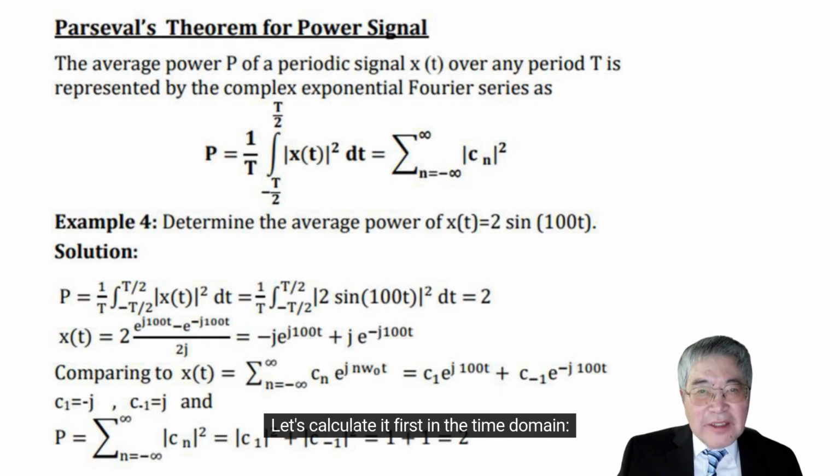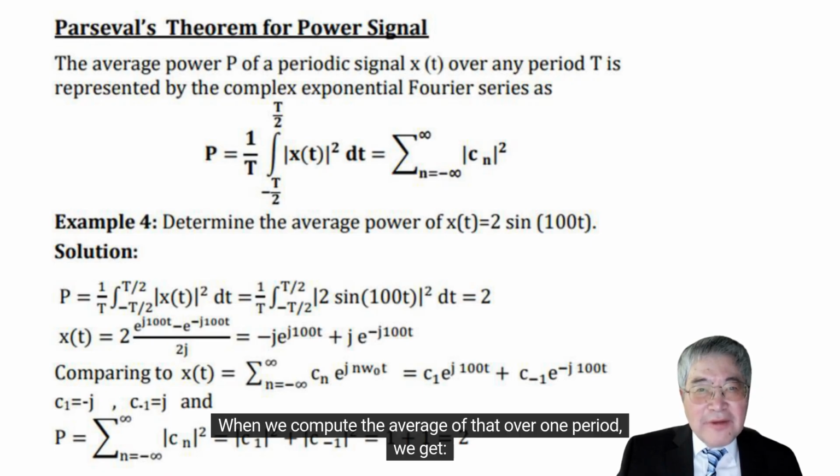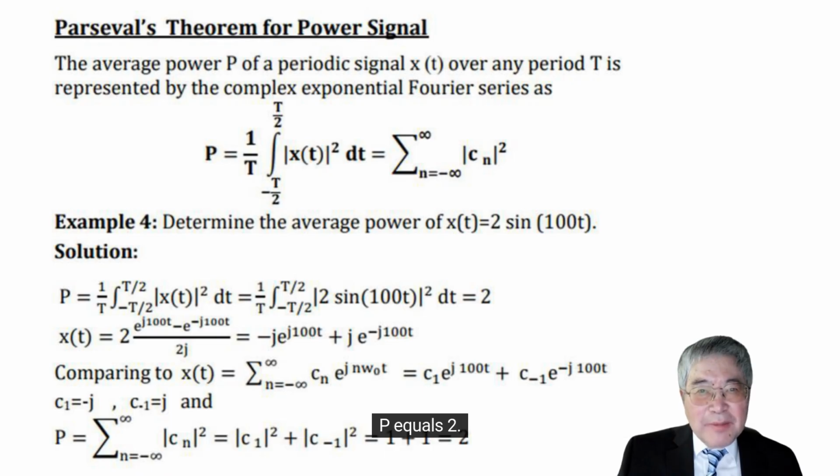Let's calculate it first in the time domain. We square the signal. 2 times sine of 100t becomes 4 times sine squared of 100t. When we compute the average of that over one period, we get P equals 2.